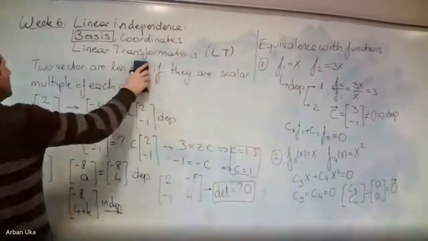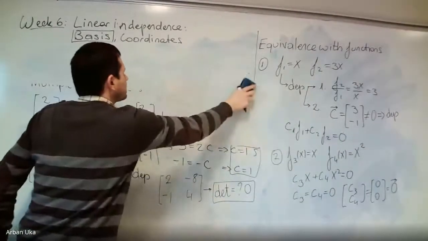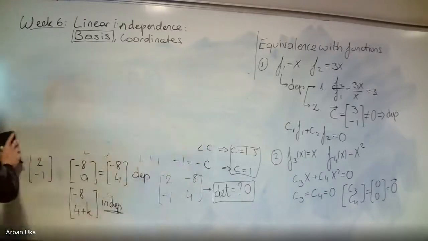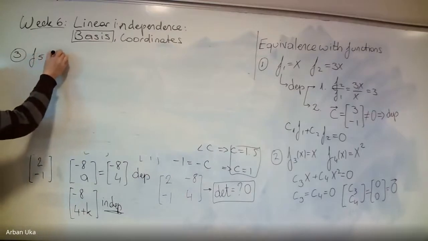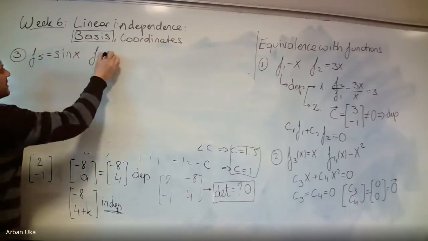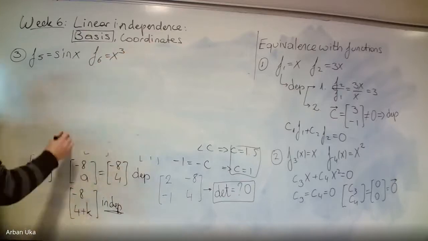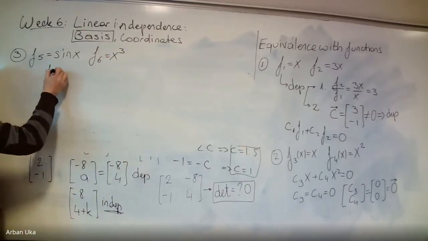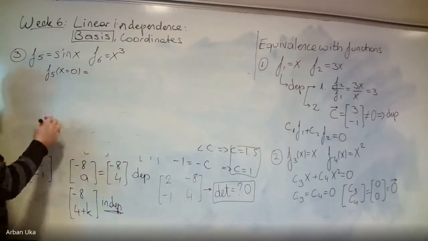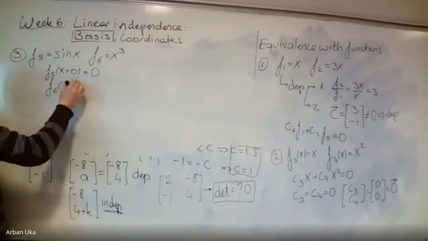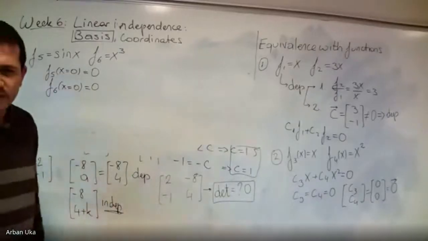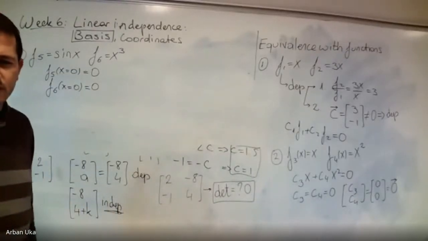Now, similarly to this, we can have a third case where f5 is equal to sine x and f6 is equal to x cubed. What happens for f5 for x equal to 0? It is equal to 0. That's true. What about f6 when x is equal to 0? Still 0. Are these two functions dependent or independent? Cleo, let's pick Cleo. Cleo, can you answer this?